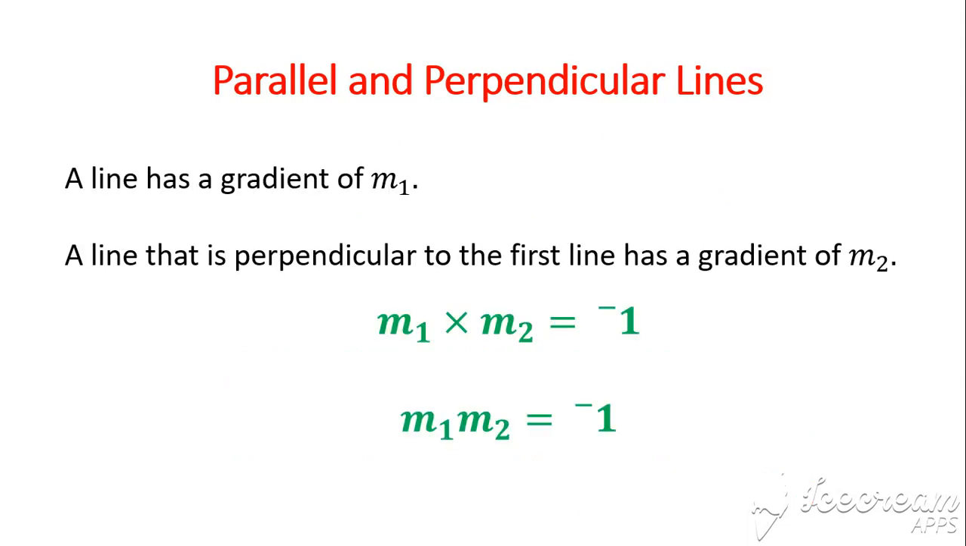Now, that's a cool trick, but it's not always easy to use when we get more complicated examples. So let's show you a proper formula that we're going to use to work out the gradient of a perpendicular line. We're going to call the gradient of the first line M1, and we're going to call the gradient of the perpendicular line M2. And here's the rule, M1 times M2 is always equal to -1. The gradient of the first line times the gradient of the perpendicular line multiplies to get -1.